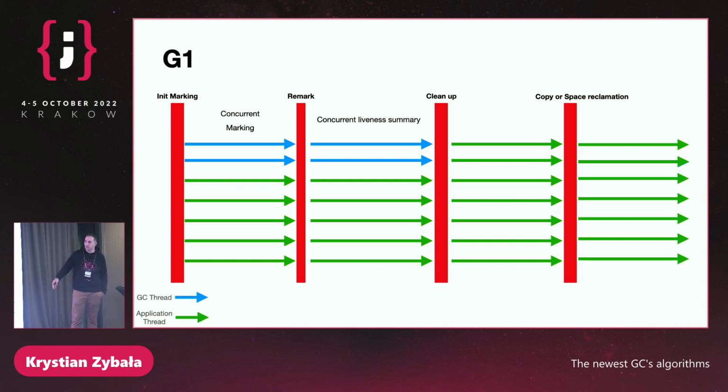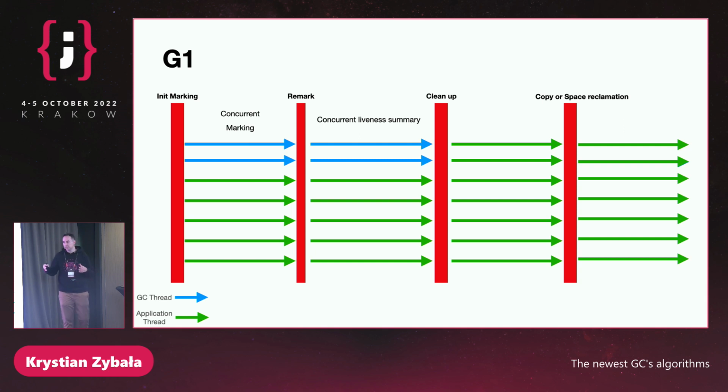It has only four pauses, and these pauses are very small. The first pause is marking the heap, basically the phase where we scan root threads, local variables, static fields, and so on. Of course, the garbage collector gathers some information about liveness, but this is a very shallow graph.